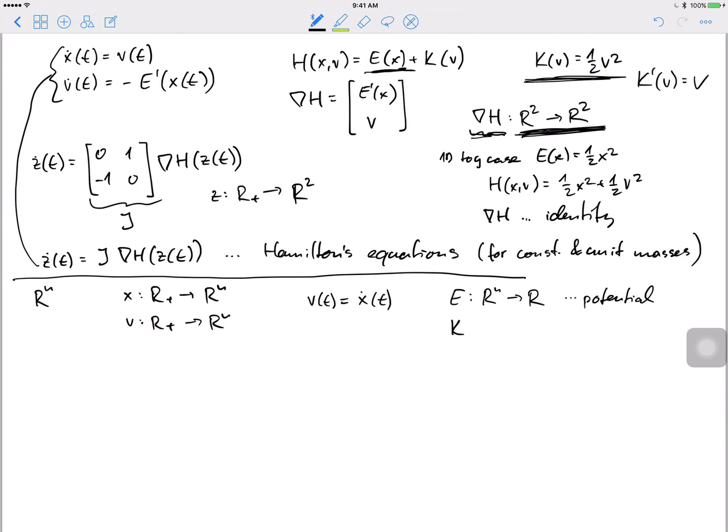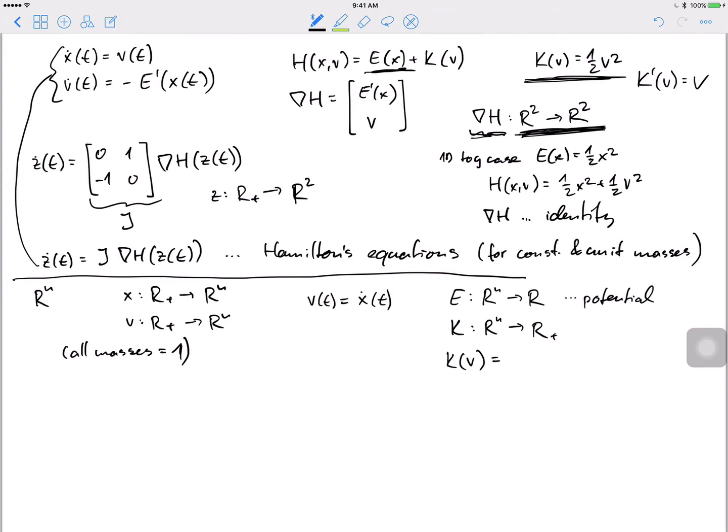And then we still have a kinetic energy function, which also goes from Rn to R, but now this Rn is understood to be velocities. The kinetic energy is always non-negative, and v is now an n-dimensional vector. Let's again say that all masses are 1. All masses of all particles are unit, to slightly simplify the formulas.